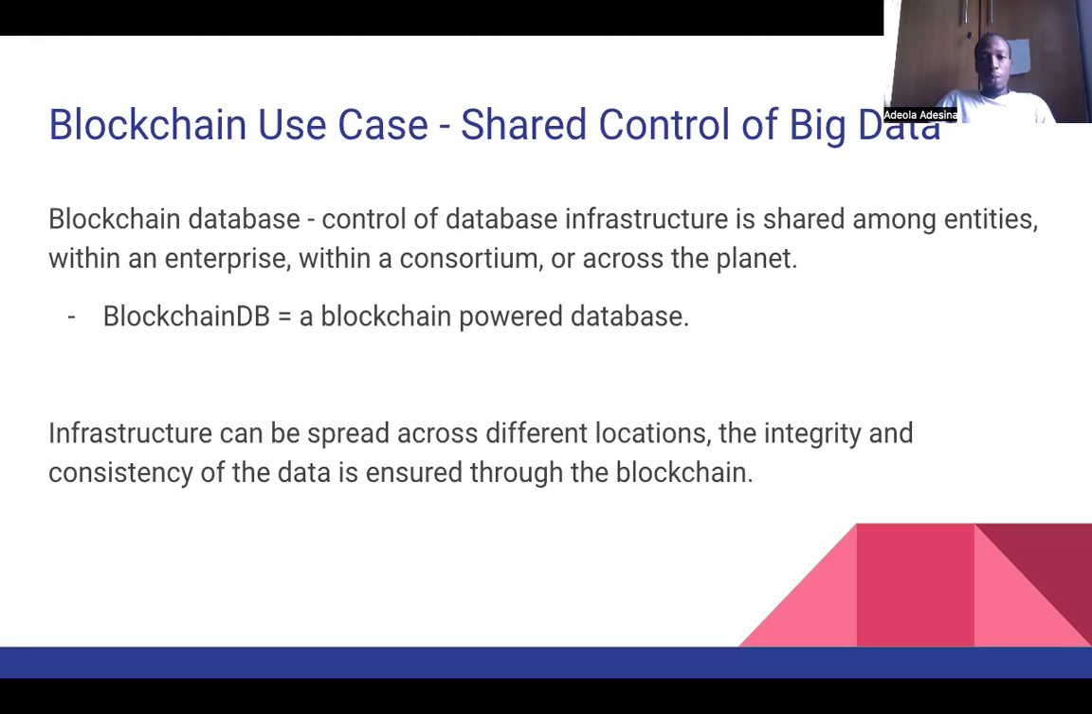Right, so blockchain DB is a controlled database infrastructure shared among entities. It could be within an enterprise, it could be within a consortium, it could be between different countries across the planet, right? So here, infrastructure can be spread across different locations, and then the integrity and the consistency of data is ensured through the blockchain.